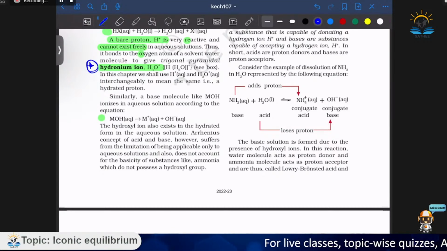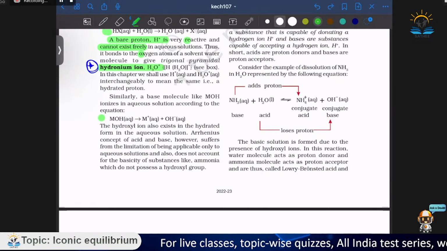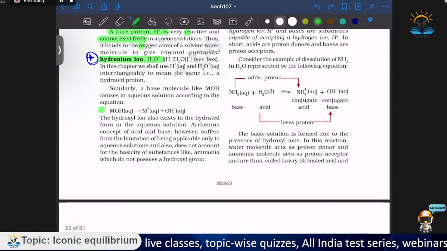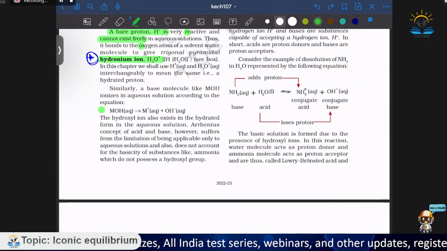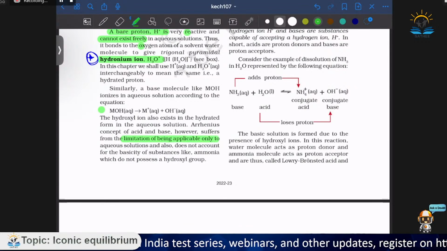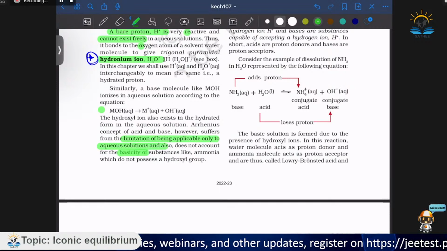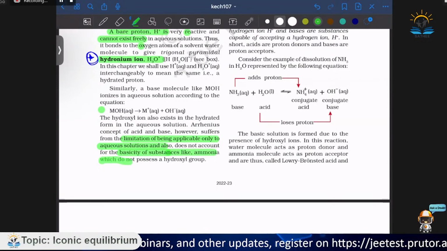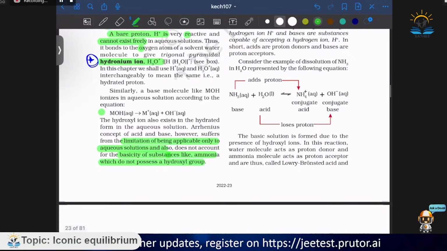Okay, the limitation which we need to remember. You need to remember the limitations of all the concepts in chemistry. That will help you in solving some simple questions which you won't be able to solve if you don't remember. So don't lose those easy marks. Try to remember the limitations. It's not that tough. For Arrhenius, the limitation is it is applicable only to aqueous solutions, and it does not account for the basicity of substances like ammonia, which do not possess a hydroxyl group. These two limitations, try to remember.